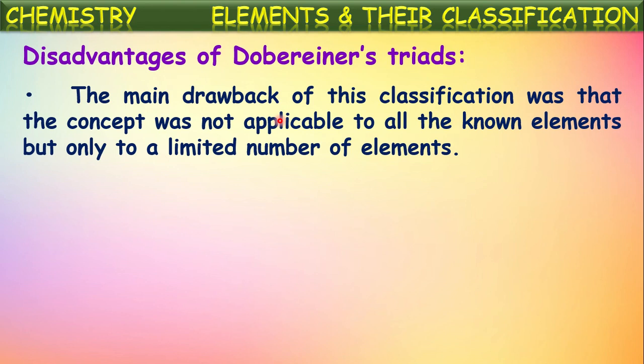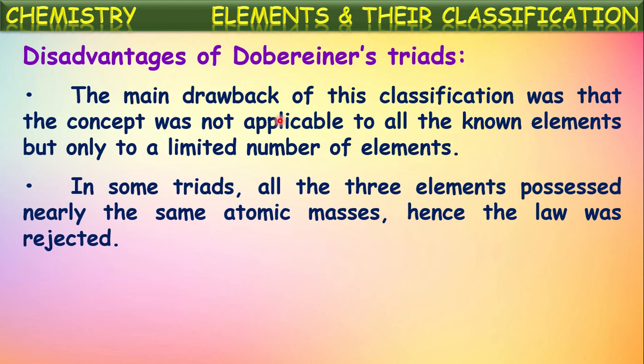This is a major drawback in Dobereiner's triads. Also, in some triads, all three elements possess nearly the same atomic masses. Hence, the law was rejected. If all the elements have nearly the same mass, their properties might still be different, so the triads law was rejected in that case.